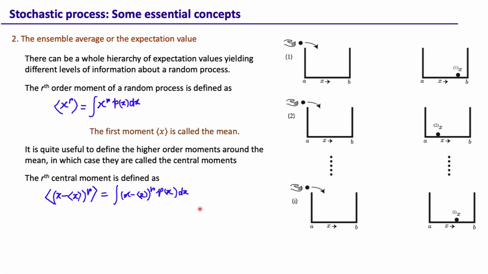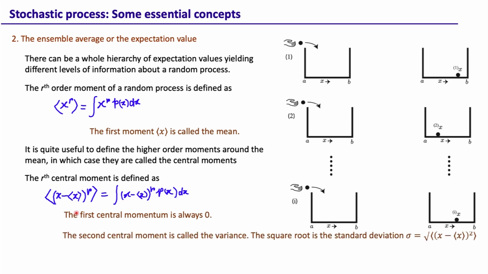This is the definition of the central moment, and of course the first central moment is always zero, because we are subtracting the mean, so of course the first moment has to be zero. The second central moment is actually called the variance, this we are all familiar with, and the square root of this variance is called the standard deviation. So that's the square root of the whole square of x minus mean x, that's the second central moment, and the square root of that is the standard deviation, as it is the variance.